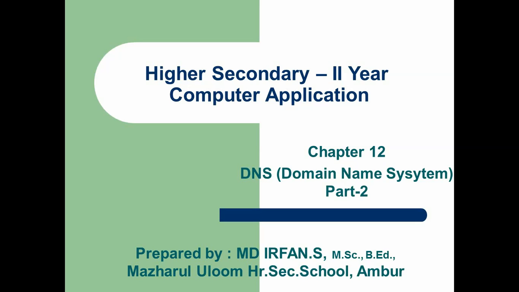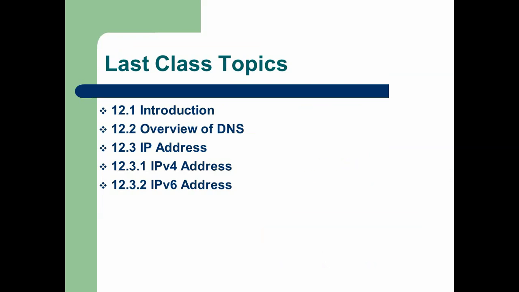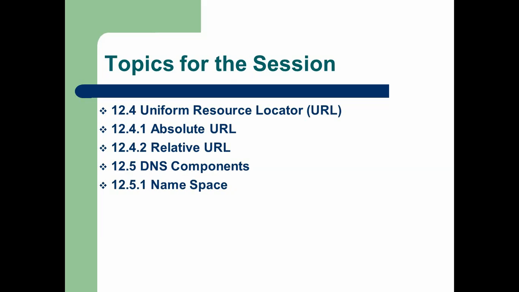Chapter 12, DNS, Domain Name System, Part 2. Last class we discussed the introduction to DNS, an overview of DNS, the IPv4 method of IP addressing, and the IPv4 addressing method. Now in this class we will cover the following topics: URL, uniform resource locator, absolute URL, relative URL, DNS component, namespace.